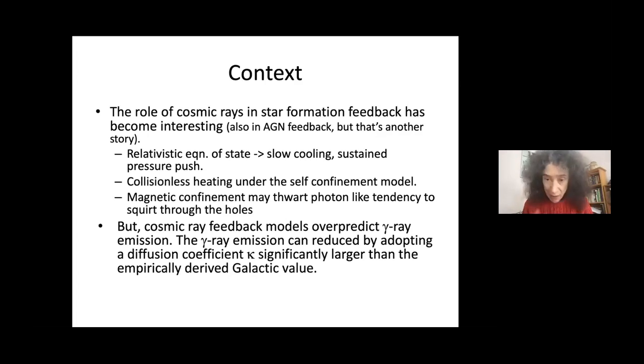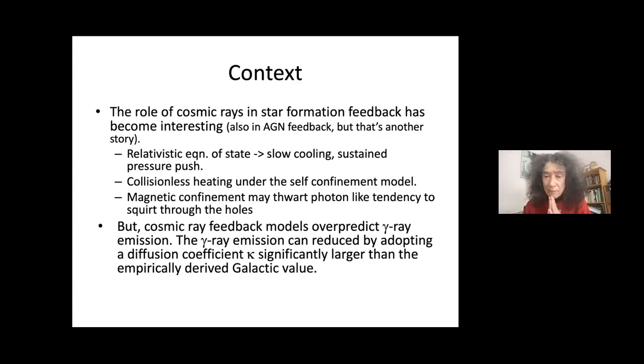In the self-confinement model of cosmic ray transport, they also heat the gas collisionlessly by exciting waves, which are then absorbed by the thermal gas. And finally, they may behave somewhat differently from photons. Radiation pressure-driven winds have this limitation that the radiation tends to squirt out through low-density holes. But because cosmic rays are confined to a magnetic field, which ties the different phases of the interstellar medium together, this tendency may be somewhat reduced.